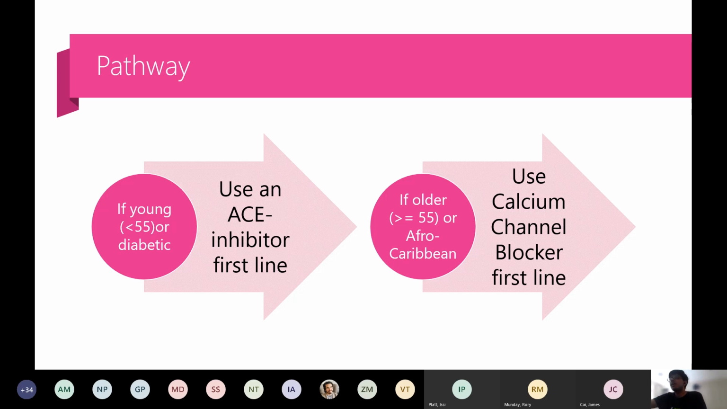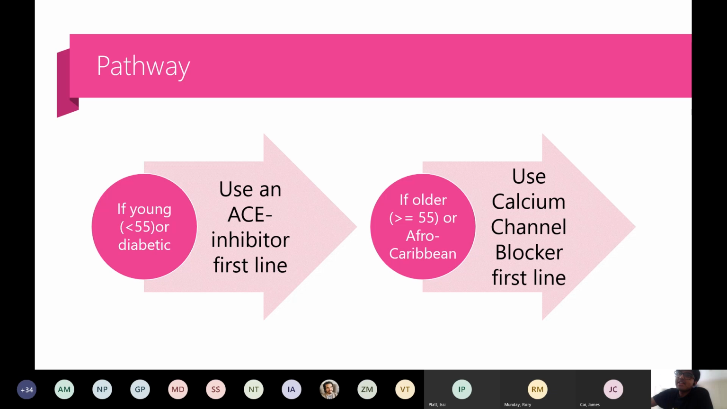Yeah, you want to look at how old they are and whether they're diabetic or not. Not just type 2 diabetes, type 1 diabetes as well. And you know what the question I'm going to ask you is anyway. So if they're young or they're diabetic, you use an ACE inhibitor, and if they're older or they come from an Afro-Caribbean background, you use a calcium channel blocker.